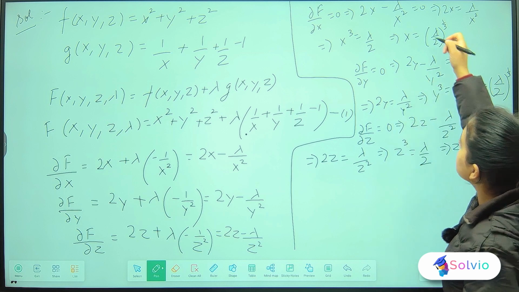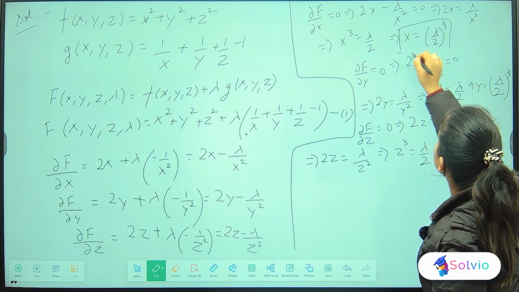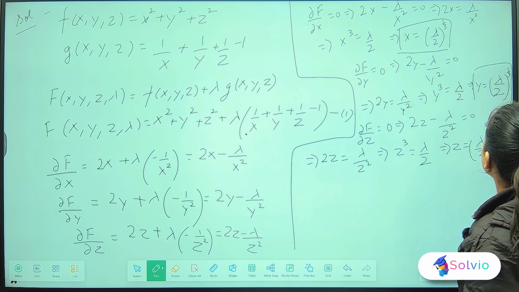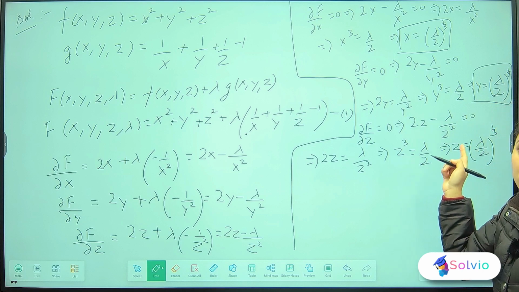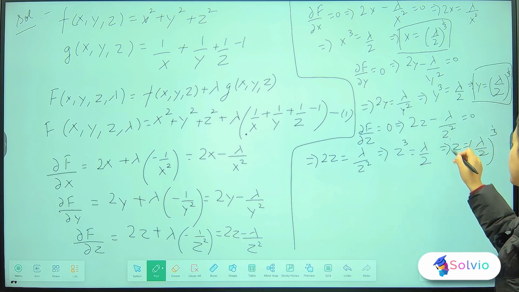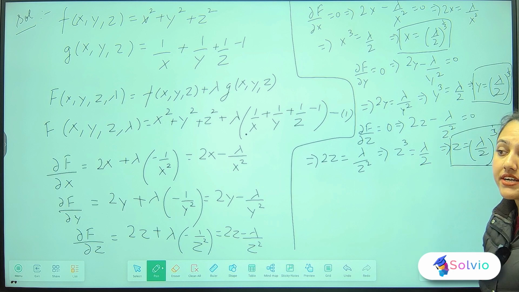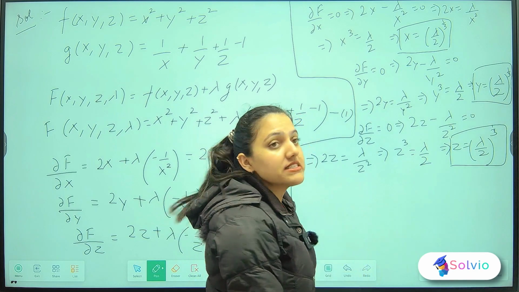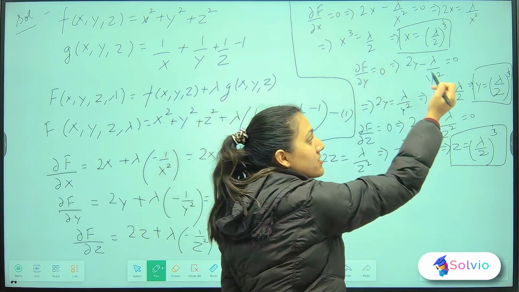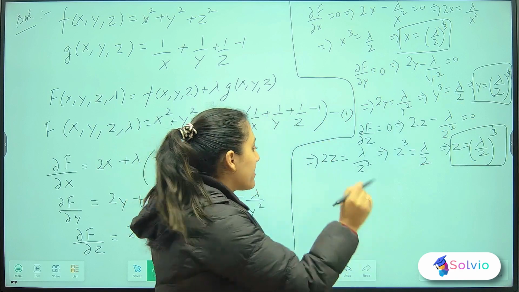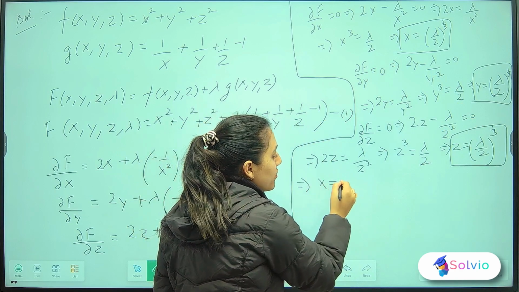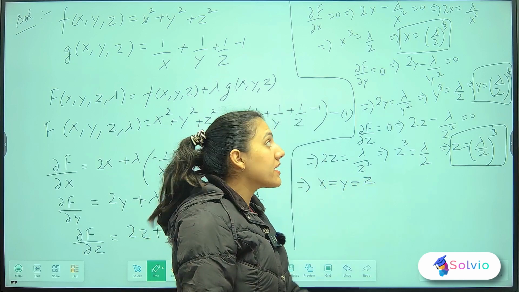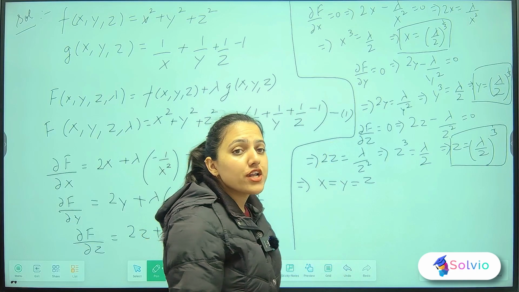So here you can see that the value of x is (lambda upon 2) whole raised to power 1 upon 3. The value of y is also (lambda upon 2) whole raised to power 1 upon 3. And the value of z is again the same, that is (lambda upon 2) whole raised to power 1 upon 3. So here you can see that the value of x, y and z is the same. That implies that x is equal to y is equal to z.